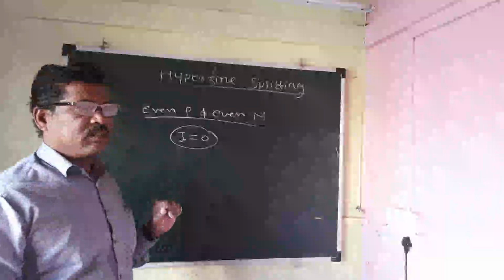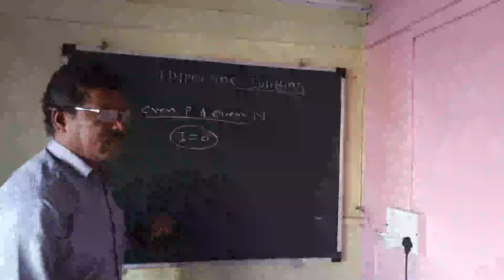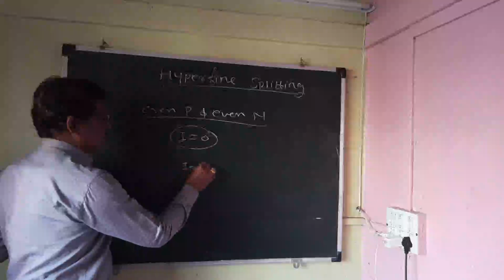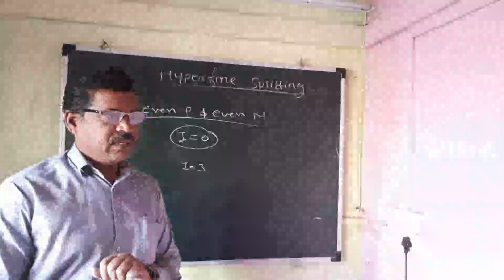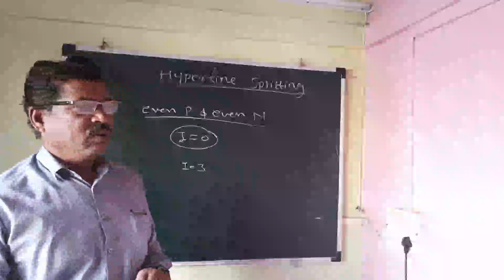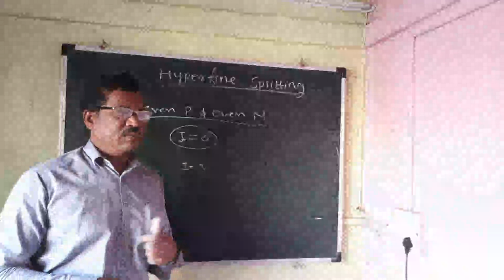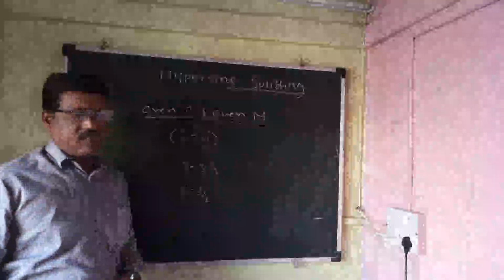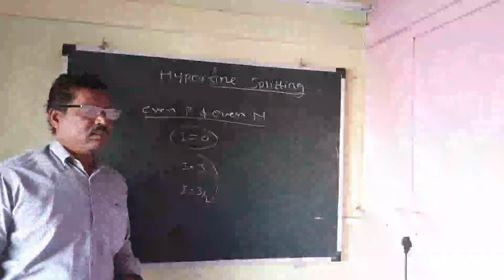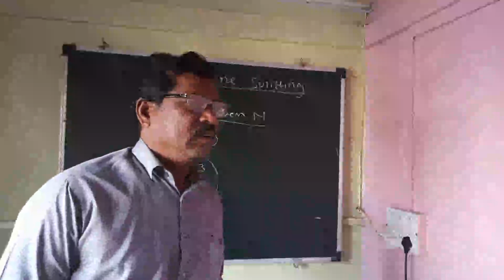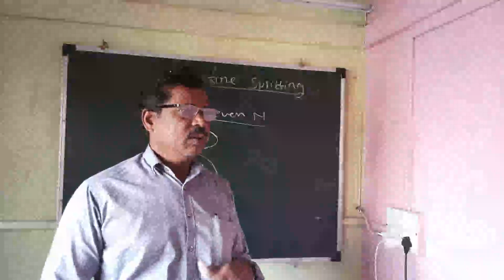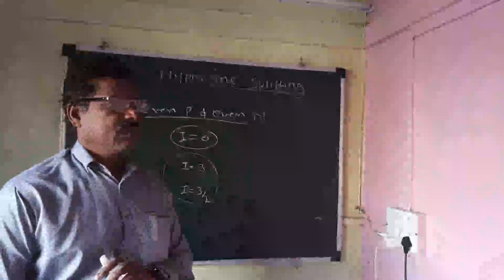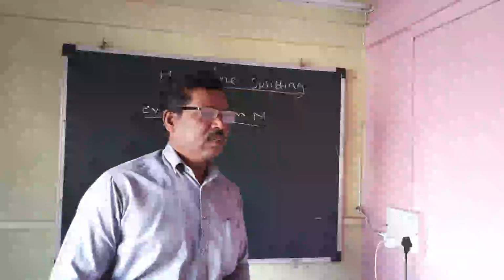So I is equal to 3, for example. A nucleus having an odd number of protons and an odd number of neutrons has integral spin. A nucleus with odd mass has half-integral spin, for example I equal to 3/2. For example, the nuclear spin quantum number, or spin, the nuclear spin can have several orientations. For example, I is equal to 1.